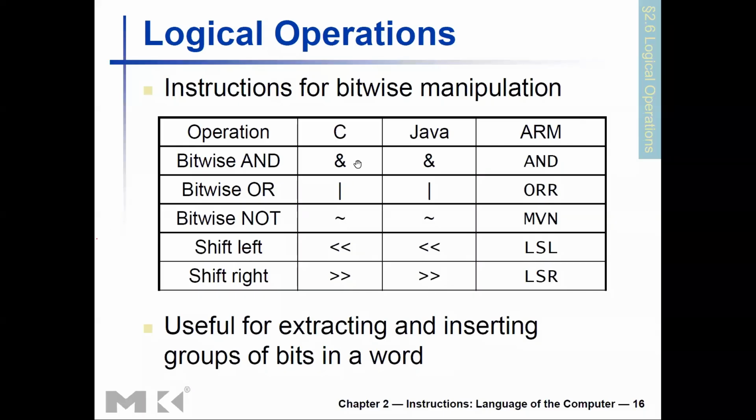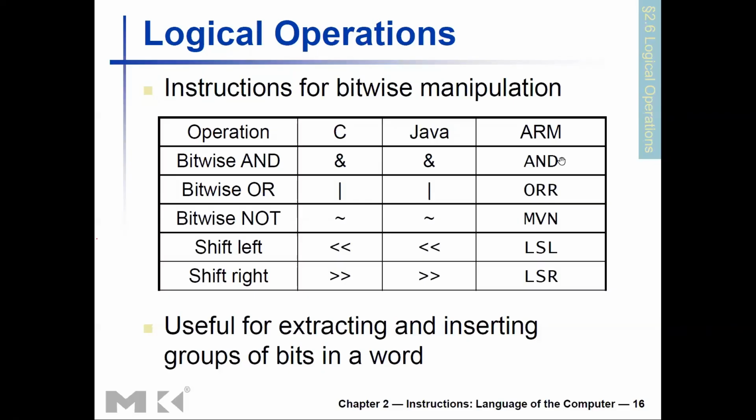In C, you use this AND sign to perform bitwise AND, this sign for OR, and this sign for shift. In Java, it's almost similar; in Java and C, you use the same syntax for all these operations. And in ARM, all you have is instructions. You don't have these signs, because you can only instruct the processor to do this stuff. So to instruct the computer, you will use these instruction codes.